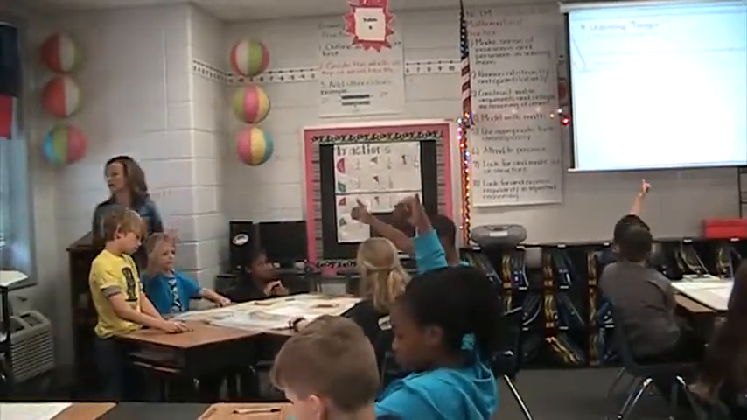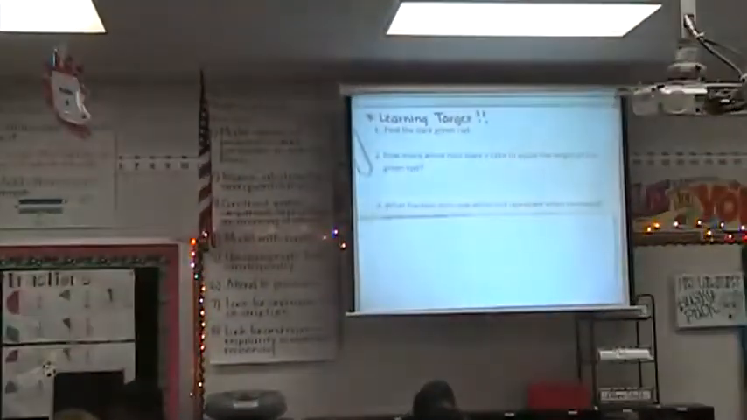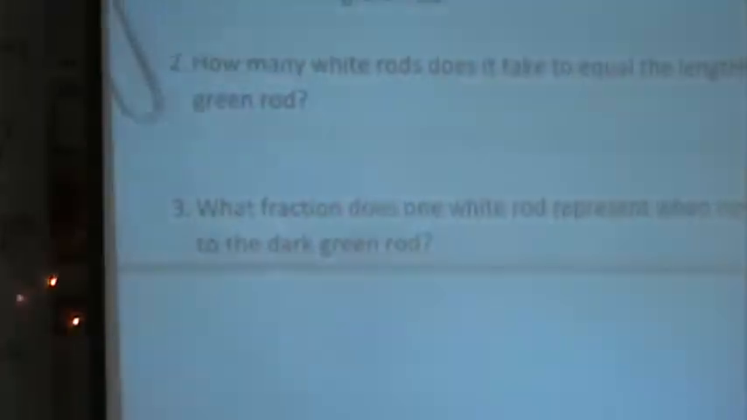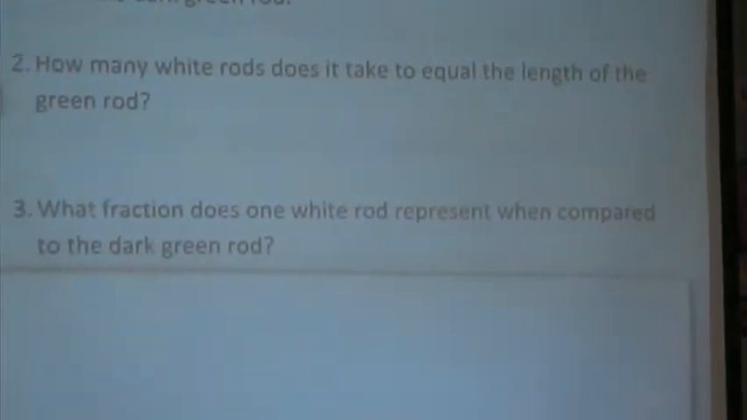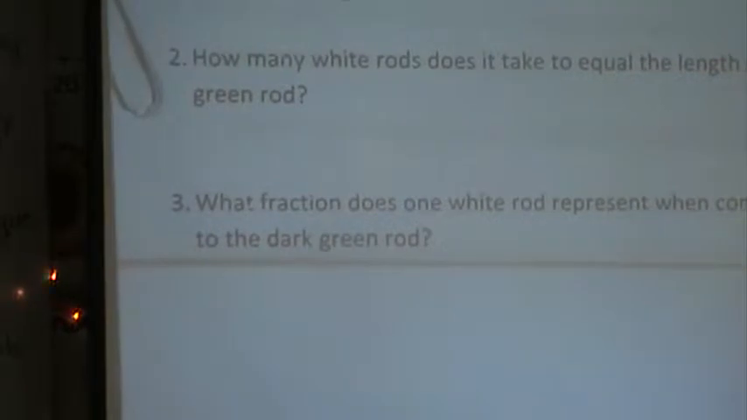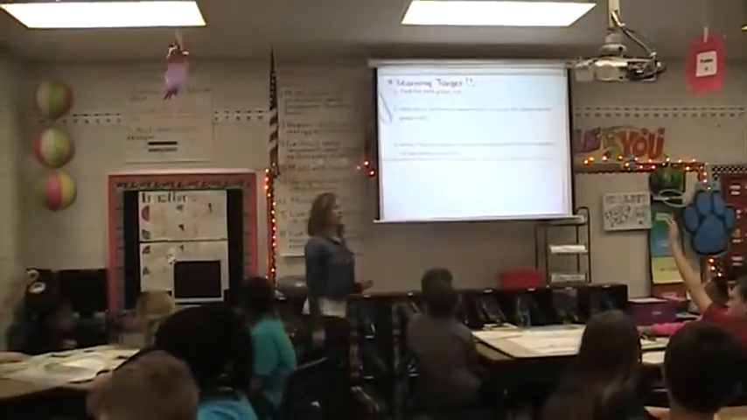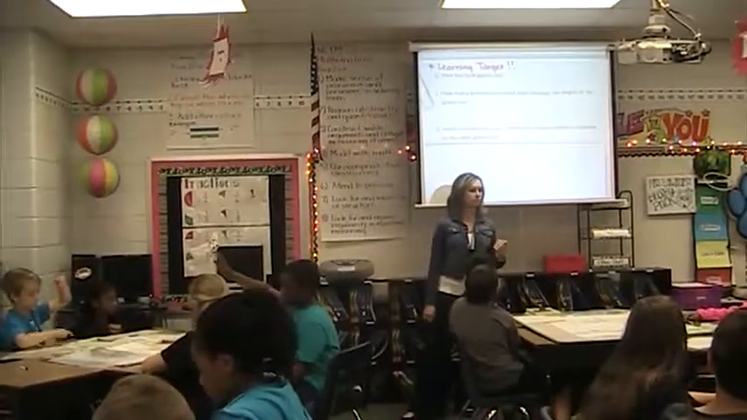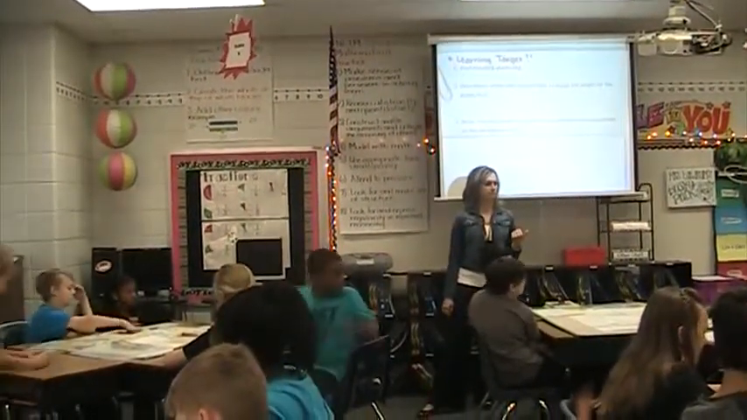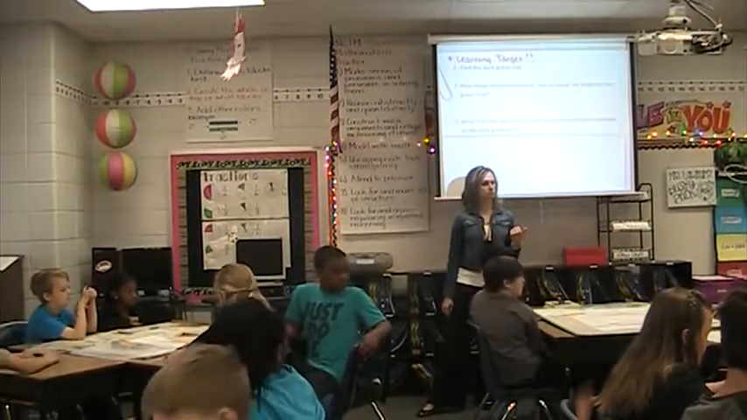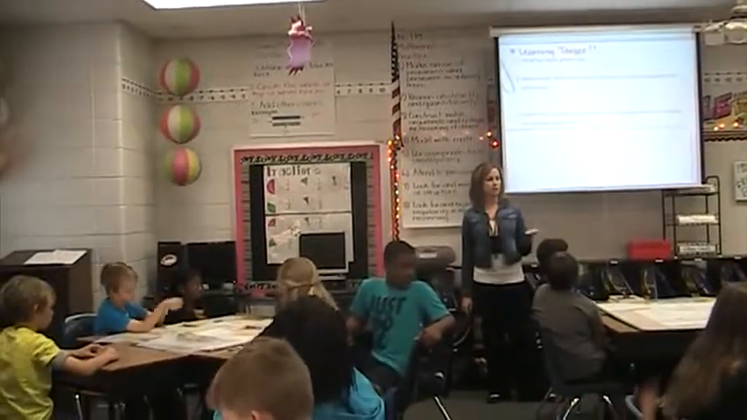Okay. Now, let's look at this next question. We're going to take it a little bit farther. What fraction does one white rod represent when compared to that dark green rod? So if we pull out 1 from our little line up there, what fraction does it represent, Drew? 1/6. Now, why did you say that? Because there's 6 little rods. Okay, he said 6 little white rods make up the 1 green rod.